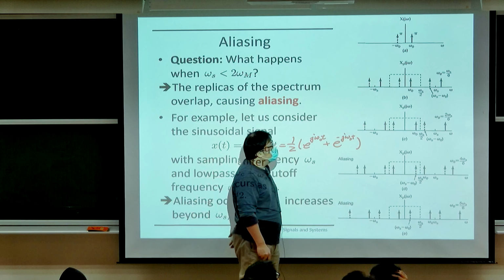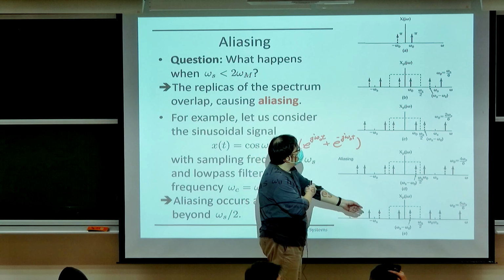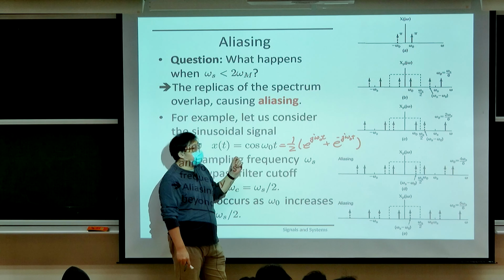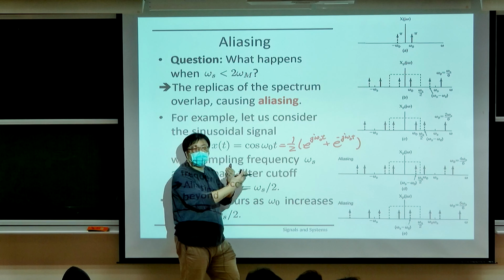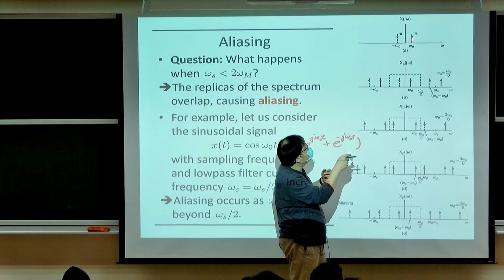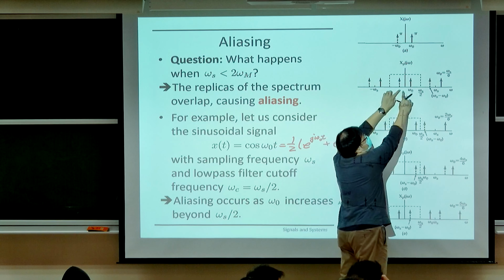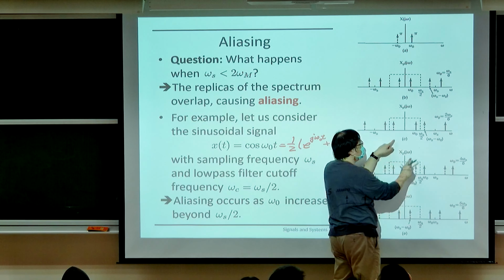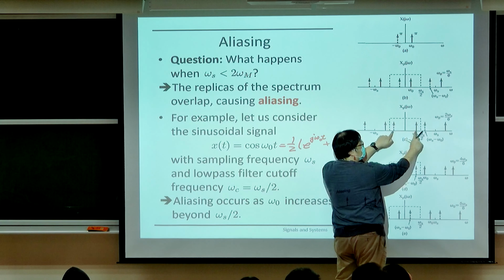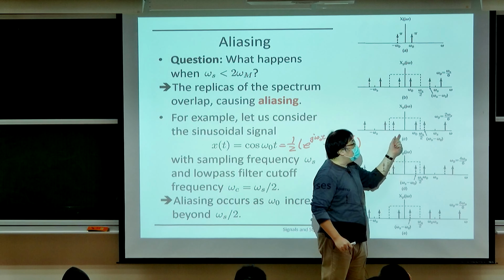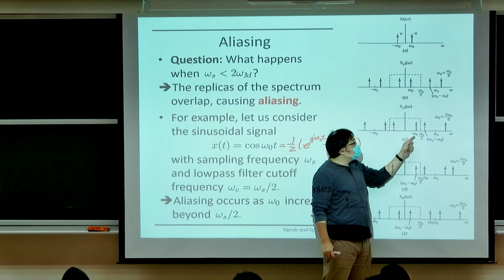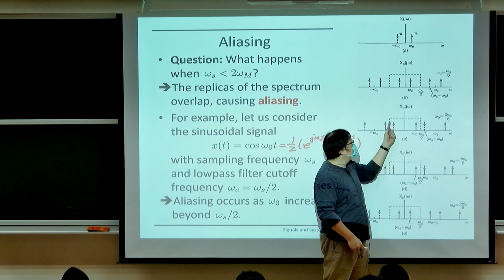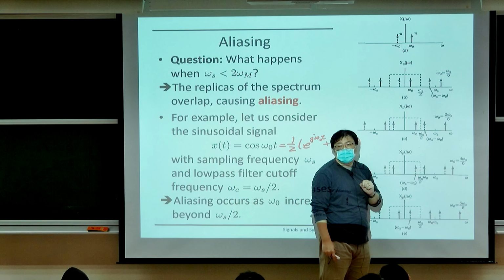Now, suppose that omega naught is larger. Suppose the bandwidth is a little bit larger, so this sinusoid oscillates faster. The bandwidth increases, but as long as omega naught is less than omega s over 2, it's okay. We can still reconstruct it with this filter.